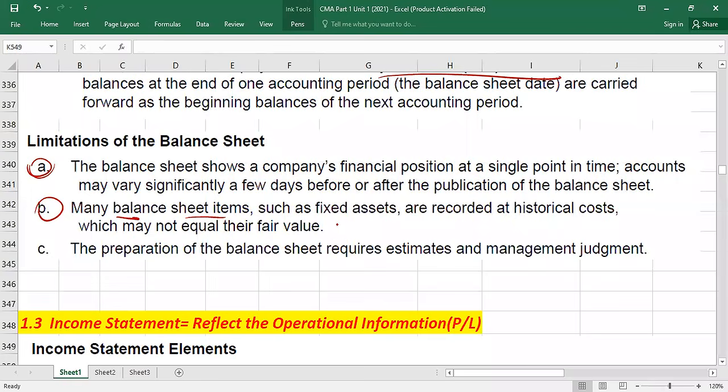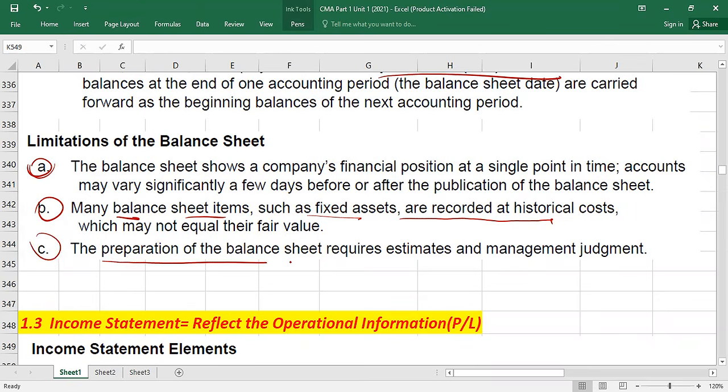Many balance sheet items, such as fixed assets, are recorded at historical cost, which might not be correct today. Maybe you bought a car in UAE 10 years ago for 30,000. Today its value may be only 1,000, but you are still showing 30,000. Right or wrong? It's not showing the correct picture. Right? Third point is what?